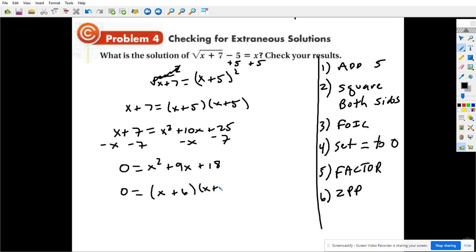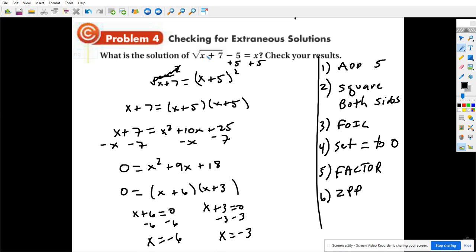6, x plus 3. And then I use the zero product property, which says I set x plus 6 equal to 0 and subtract 6. So I would get negative 6. I set x plus 3 equal to 0 and x is equal to negative 3. So I did all that math. Everything done here is correct. Now I need to go back and check that these answers are correct.